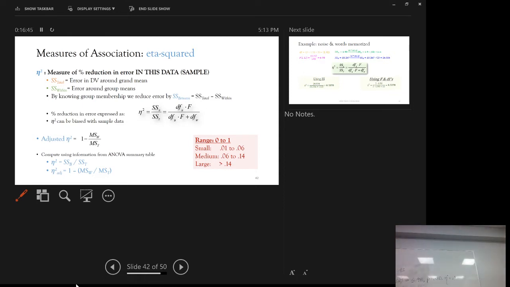So here's the formula if you had to do it by hand. Eta squared. Where is it getting that eta squared? It's taking sum of squares between divided by sum of squares total.